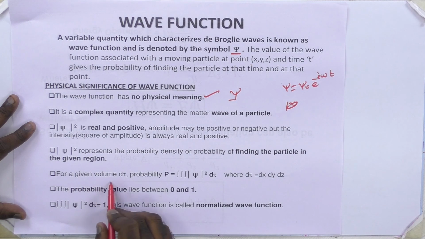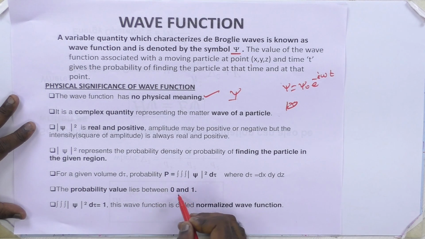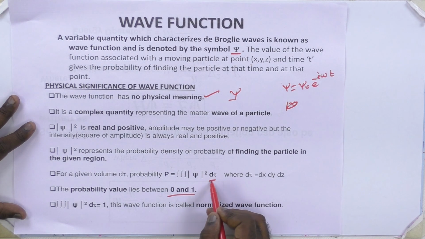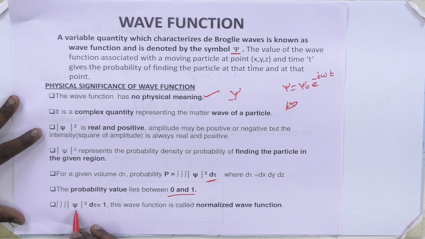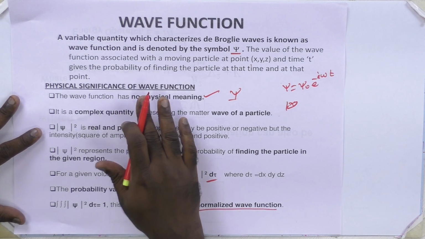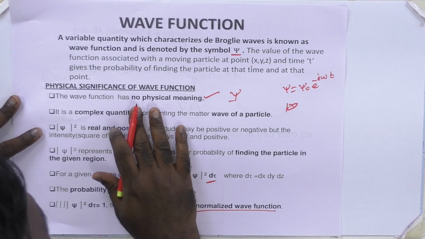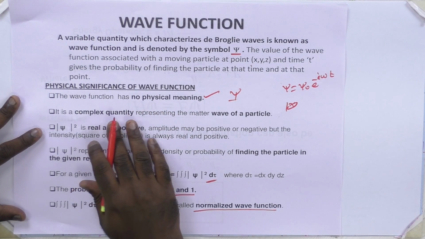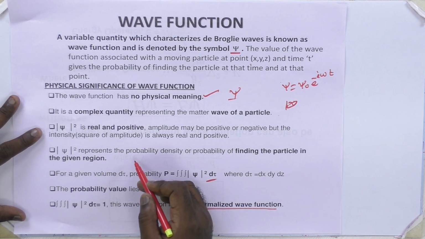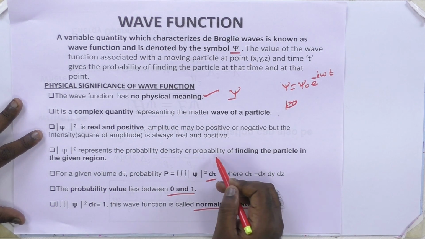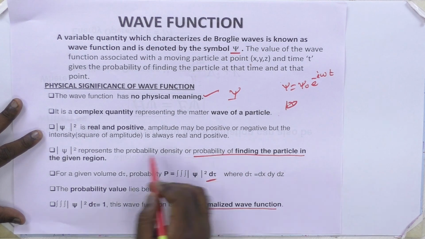For a given time, the probability always lies between 0 and 1. That is given by P is equal to the integral of psi square d tau, where d tau is the volume. So the probability lies between 0 and 1, and the integral of psi square d tau is equal to 1. This function is called the normalized wave function. This is the very important thing: the wave function psi doesn't have any physical meaning, but psi square does, and it gives the probability of finding the particle in the given region.